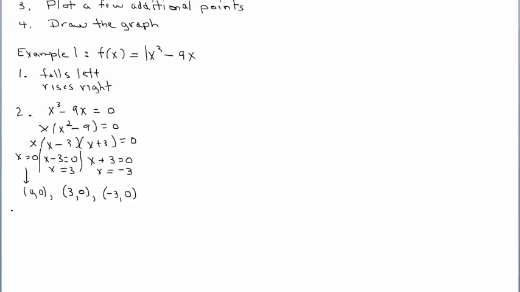Okay? The third thing says plot a few additional points. Before I determine what points I want to plot additionally, I'm going to come over here and put in place what I know. I know I have 3 real zeros, 1 at the origin, 1 at negative 3, and 1 at 3. These are the only x-intercepts. The graph will never cut through this x-axis at any other place but beside these points.